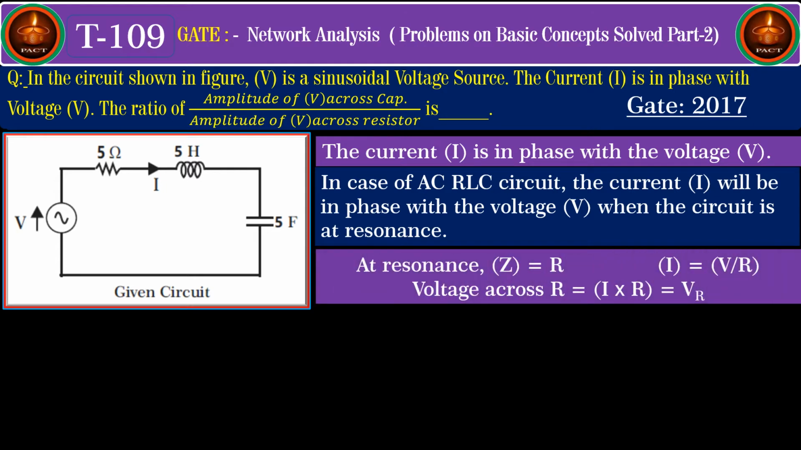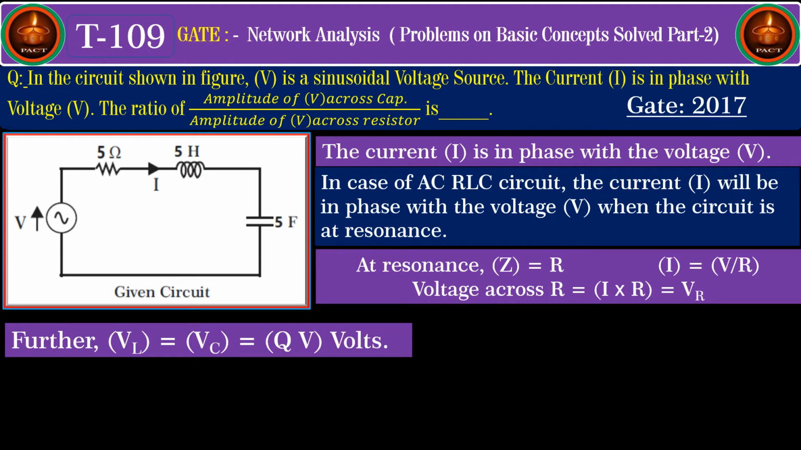So, at resonance, Z is equal to R and I is equal to V divided by R, and voltage across R is equal to I into R. We shall designate it as phi R. Voltage across the resistance is phi R. So we have to find now the voltage across the capacitance. You see that at resonance, phi L is equal to Vc is equal to Q times V. This should strike you immediately. So if we find Q, we are done with it.